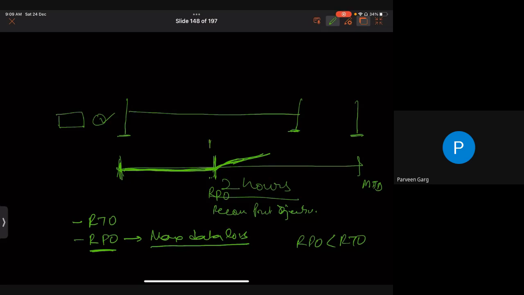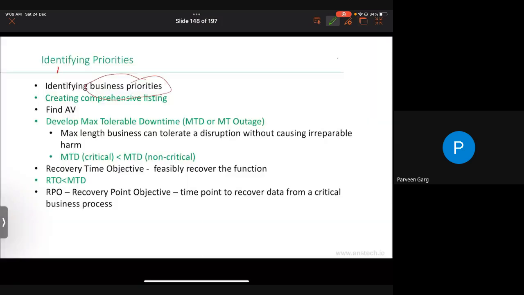So this is your recovery point objective. You should always try to recover your systems within this time. The critical data loss systems should be recovered in this time. Remember this: if your systems are not recovered, then you will have data loss taking place.